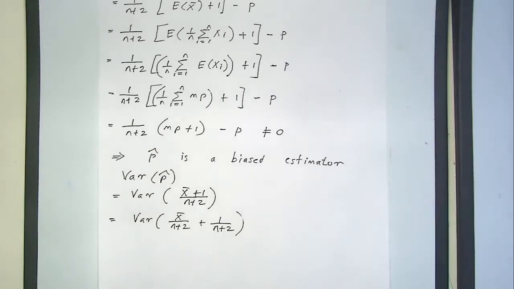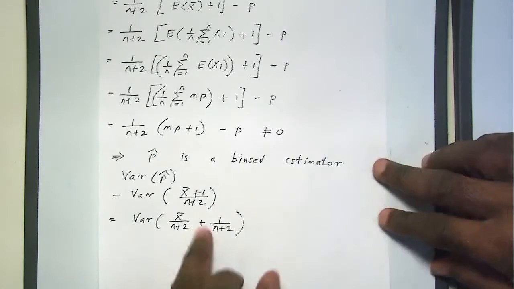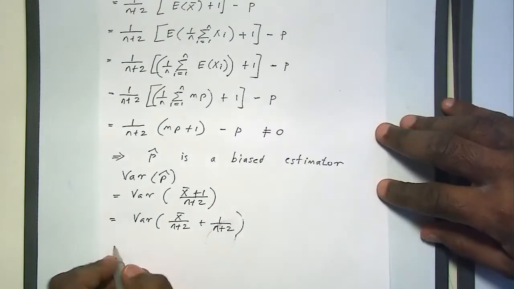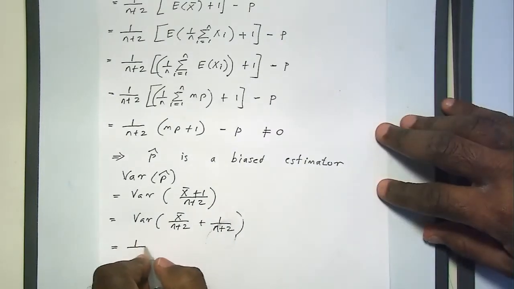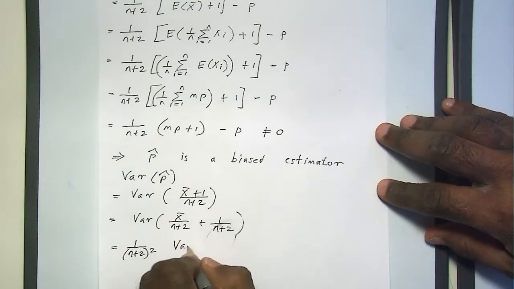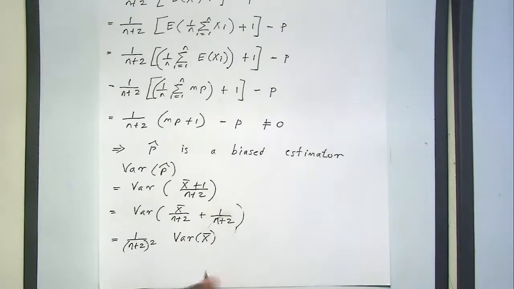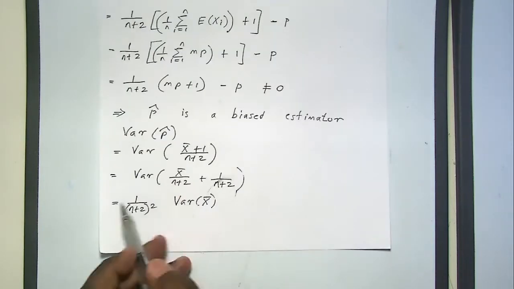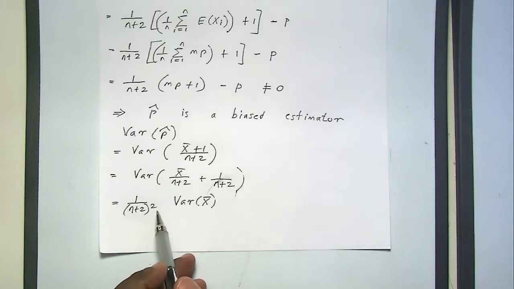Now, what do you know about the variance? You see, this is a constant. So if you add or subtract a constant, it doesn't make a change to the variance. You know this, right? Because a constant doesn't change the variance. But when you take the n plus 2 outside, you have to square it, right?